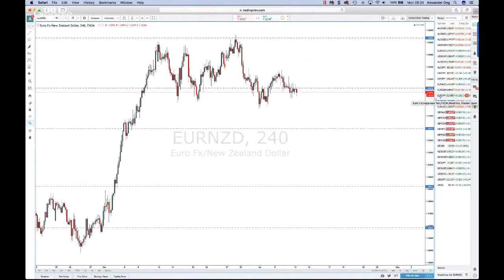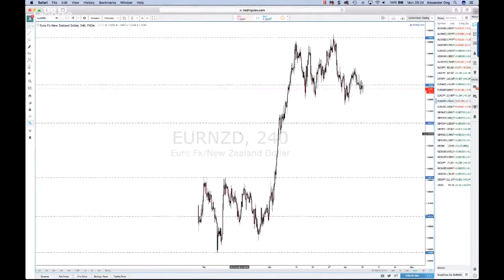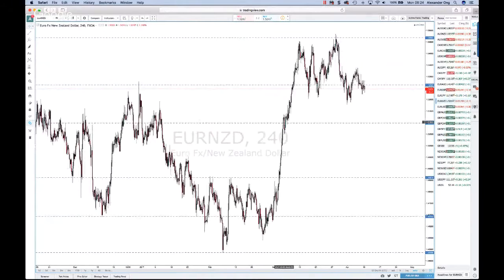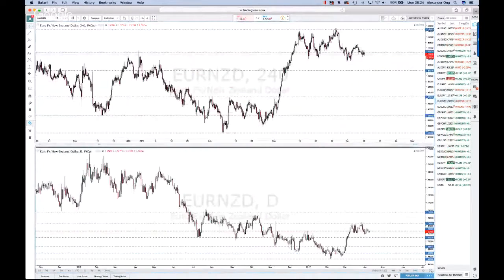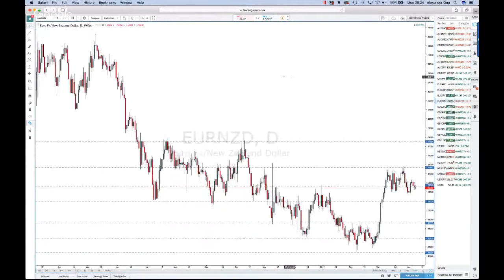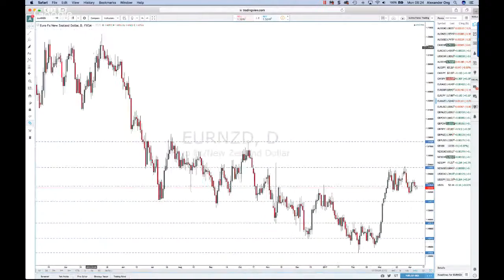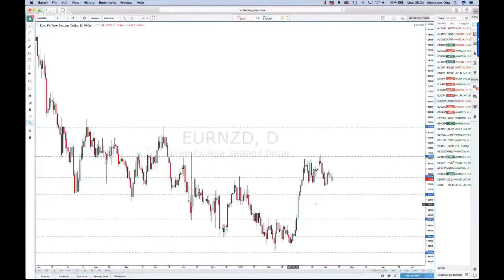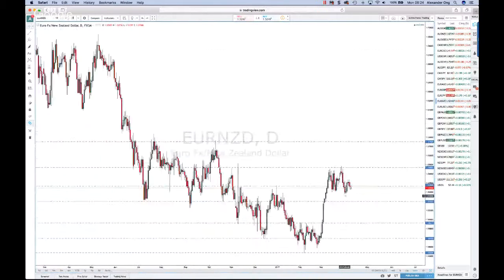Euro New Zealand. So let's get some context around this. From a short-term perspective, it looks like momentum is to the upside. Is that the way that we want to be trading though? Let's take a look on the daily. On the daily, it tells a little bit of a different picture, doesn't it? Different story. So we've got a big downtrend there, but yes, the momentum is certainly to the upside. So how would we like to play this?